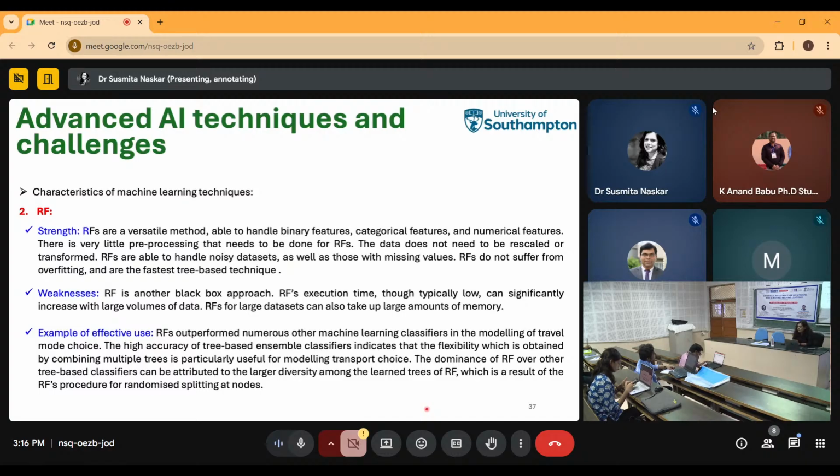As we said, the high accuracy of tree-based SML classifiers is very good and is largely due to their flexibility gained by combining multiple decision trees. This flexibility is especially valuable when you think about modeling complex human behavior, such as people's choice of mode of transportation, or people's choice of mode in any kind of decision. When we think of that example, RF is a very good model to use.